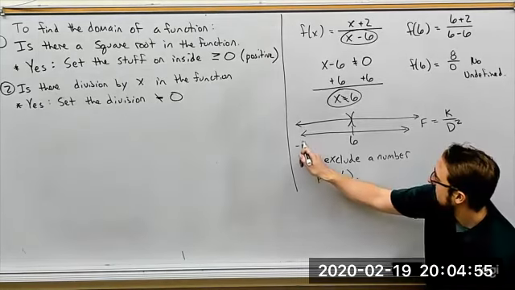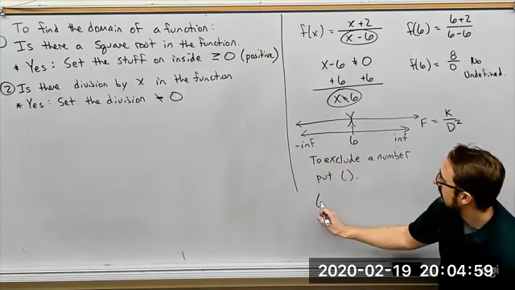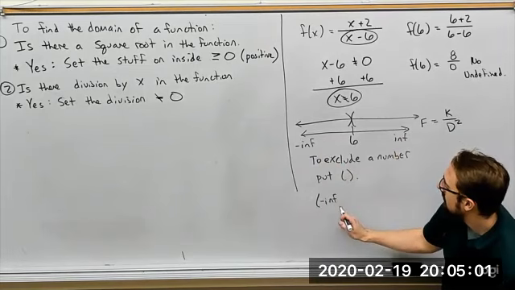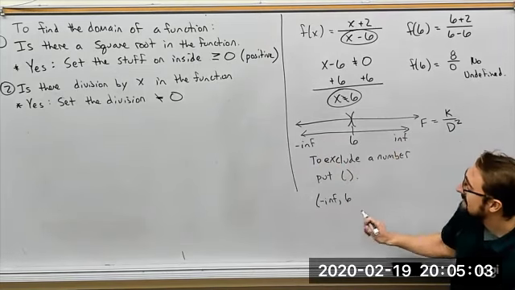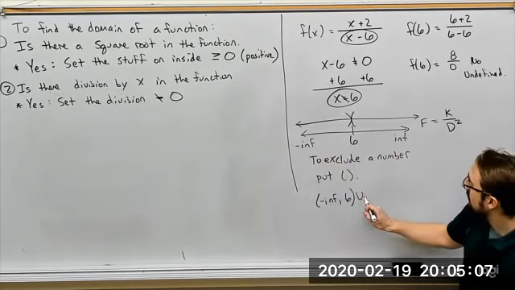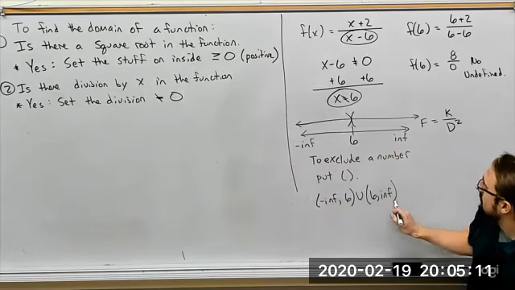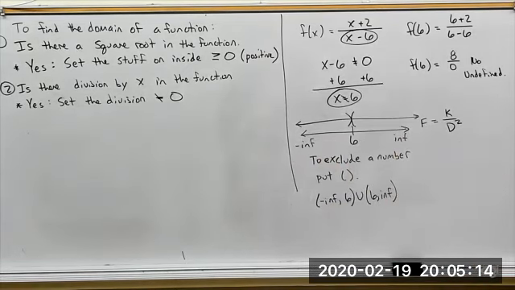Well, this is negative infinity. This is positive infinity. It's going to go from negative infinity, comma, 6. 6 doesn't work, so we put a parenthesis. And then union 6, comma, positive infinity. Okay. Questions, comments, concerns? We're going to do one problem where we do both at the same time.